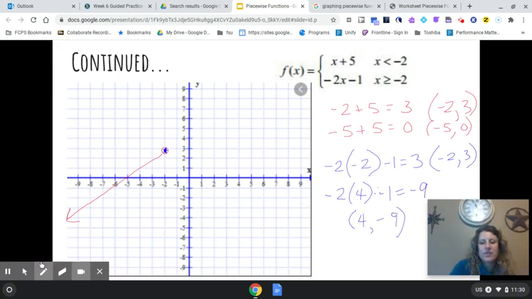So let's mark that point on the graph: (4, -9). Again, I really only need 2 points, so I'm going to connect those 2 points and indicate that I'm going to continue on in the positive direction for x. There is the piecewise function.